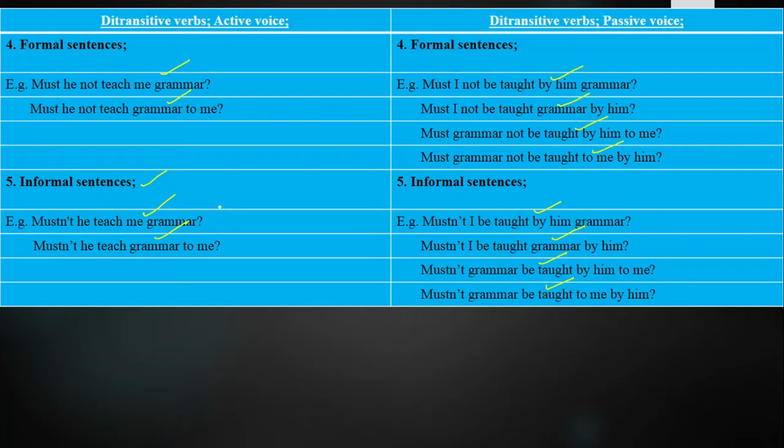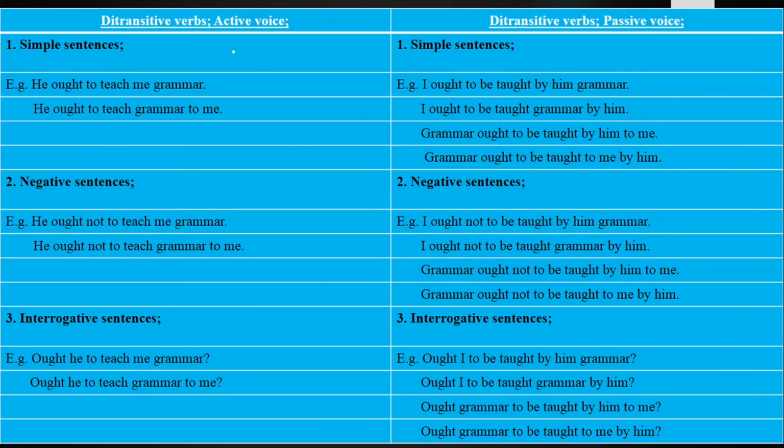Let's discuss the next modal auxiliary verb, that is known as ought to. Ought to is less stressable than must, as you know, and that is used for 85%, which we are going to change from active voice into passive voice. First we will have the simple sentences of modal auxiliary verb ought to, the ditransitive verbs. He ought to teach me grammar. He ought to teach grammar to me.